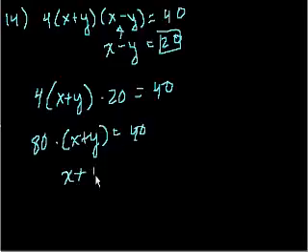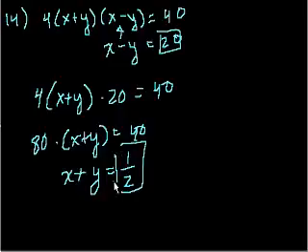Then we divide both sides by 80, and we get x plus y is 40 over 80, which is the same thing as 1/2. And that's our answer. X plus y is equal to 1/2. Next problem.